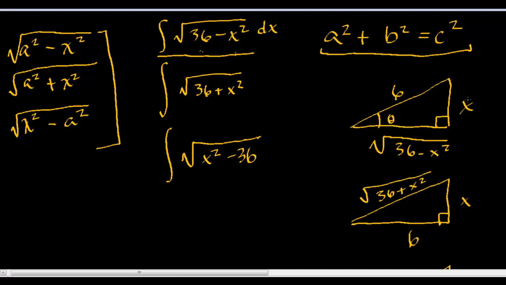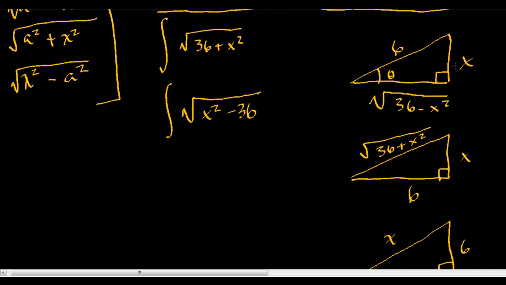And I can get the x by itself if I could write an equation that had x somewhere in it and x nowhere else in the equation. Well, how do I do that? I've got x, I've got 6, and I've got this thing that looks ugly and I don't want to deal with it. So I'm going to put x over 6. I'm going to put opposite over hypotenuse. So the sine of theta equals x over 6. That's it.